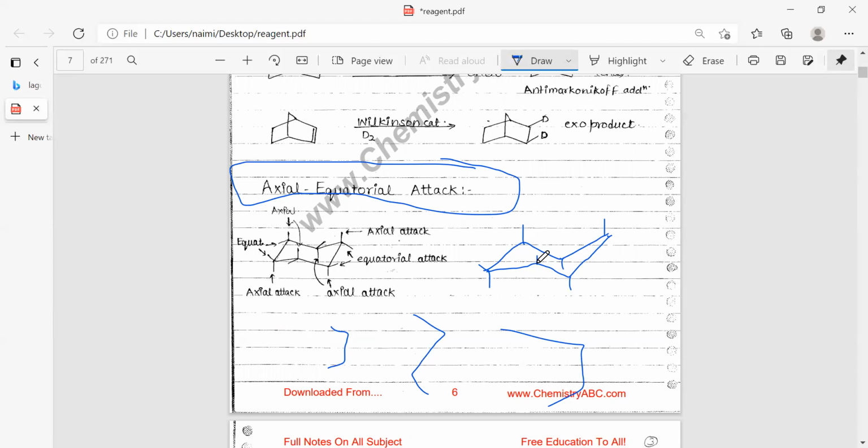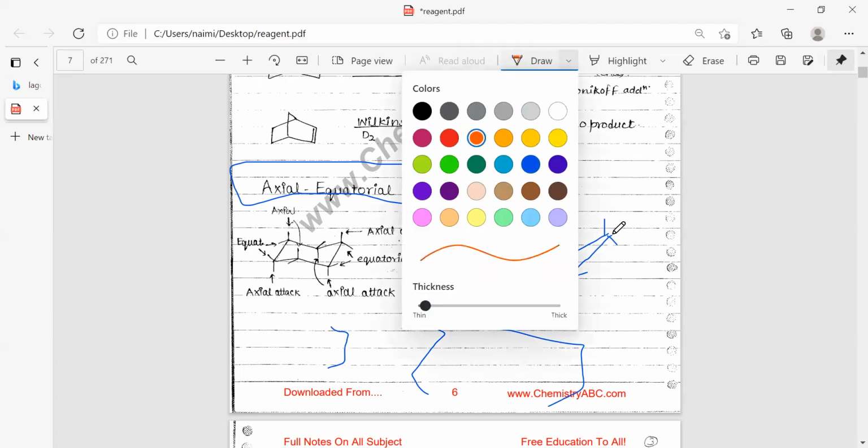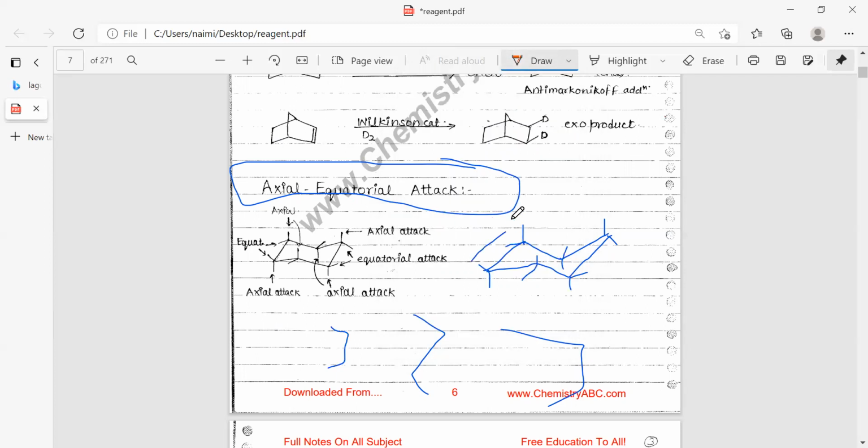The next bond will go like that, it will go like that, it will go like that. If you compare from this one, this will go to this one. So this is the equatorial one. I have also marked it with a different color. You can see this one is equatorial and this is axial, this one axial, this one axial, but this is equatorial.